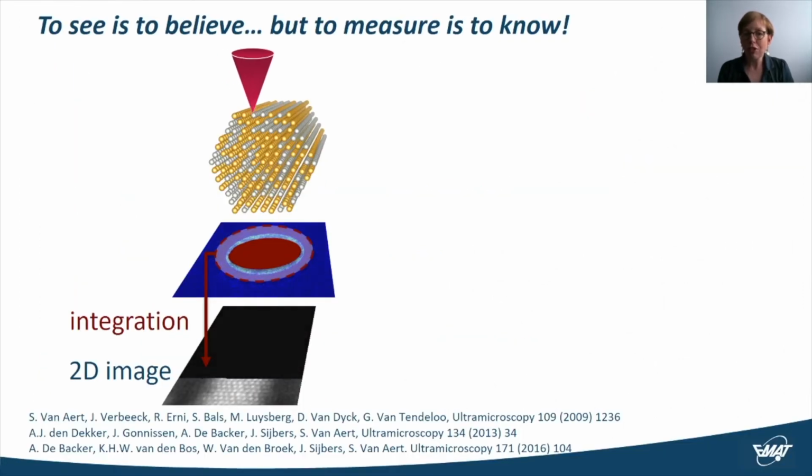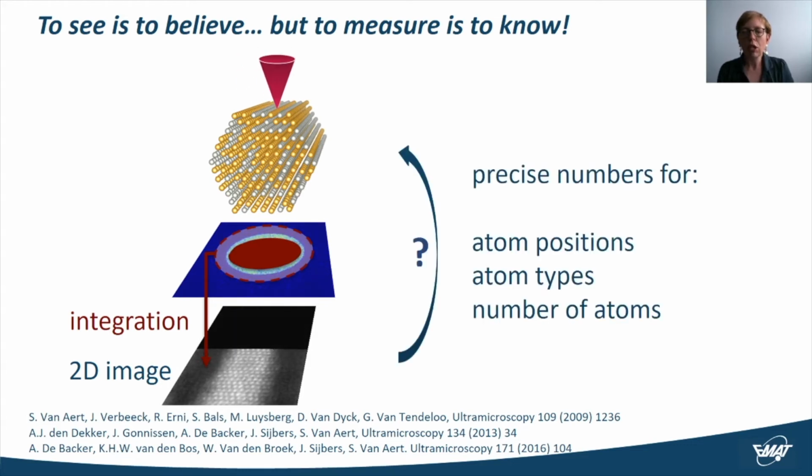Now, we make use of scanning transmission electron microscopy, and in a quantitative framework, the aim is to extract precise numbers for the unknown structure parameters, including the atom positions, atom types, and number of atoms from the experimental images. And therefore, we make use of statistical parameter estimation theory.